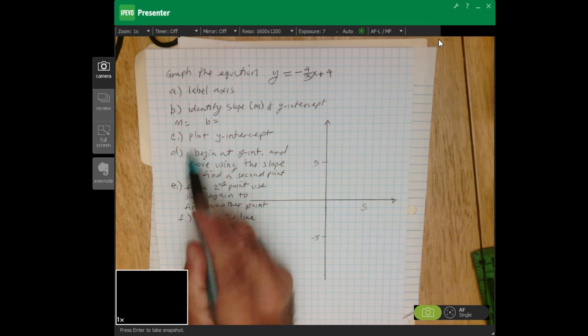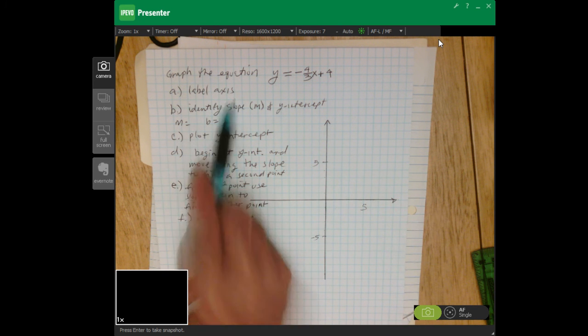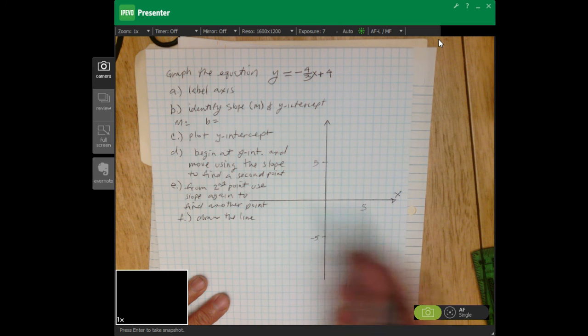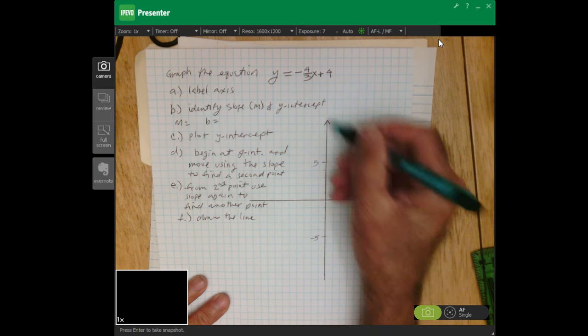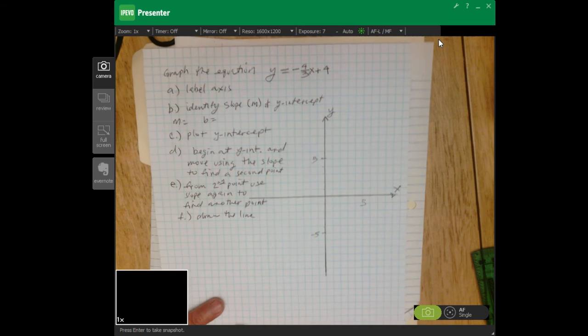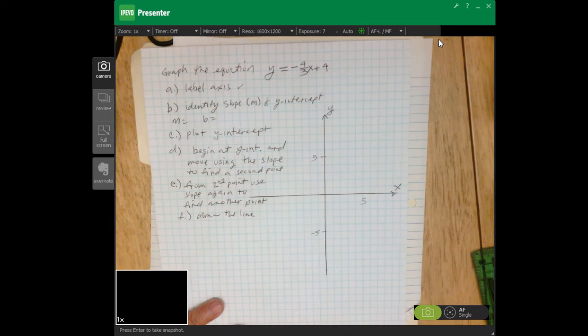Now, one of the really important things when we label the axes is we need to make sure we remind ourselves which is the horizontal, or the x-axis, and the vertical, which is the y-axis. So we're going to label those. So that's the first thing.